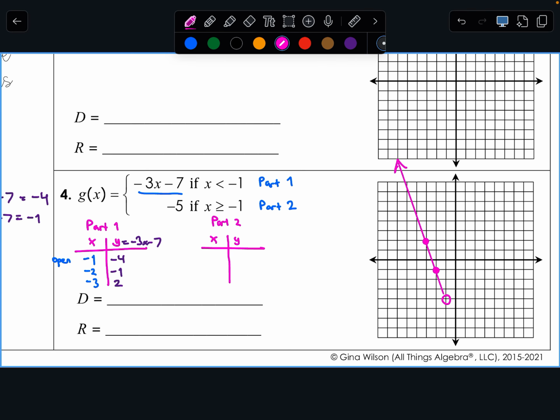Does anybody have a question about how I graph part 1? You have a question?